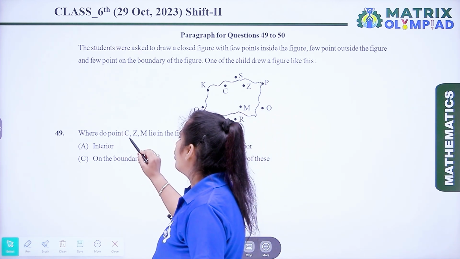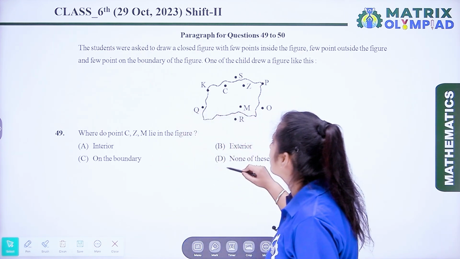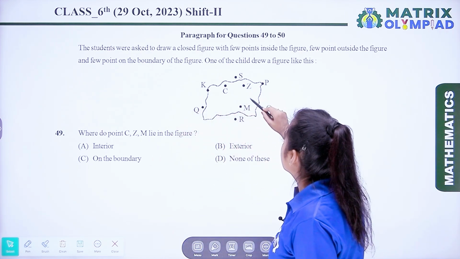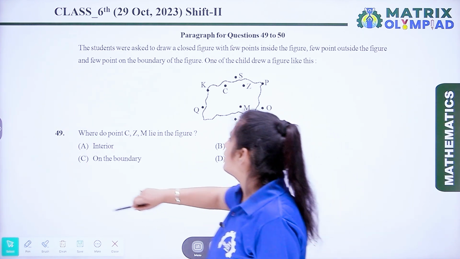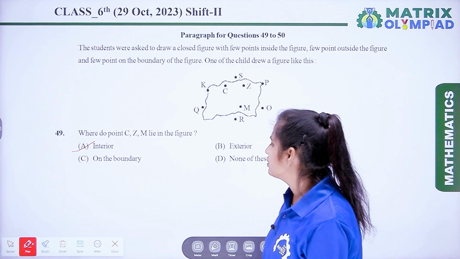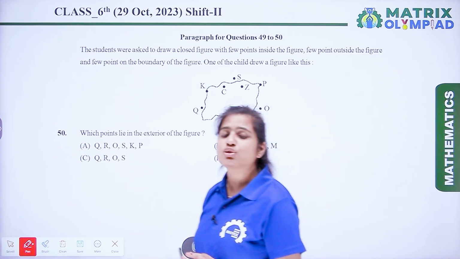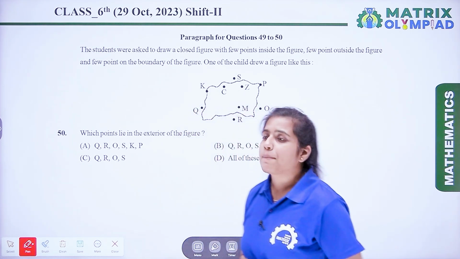Here, where do point C, Z, M lie in the figure? C, Z, M lies in the interior of the figure. So here option A is the correct answer. Now the next question is question number 50, and this is the last question of this part.